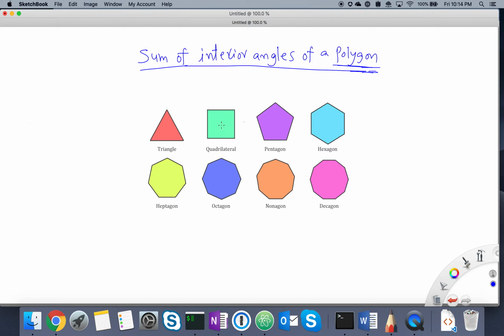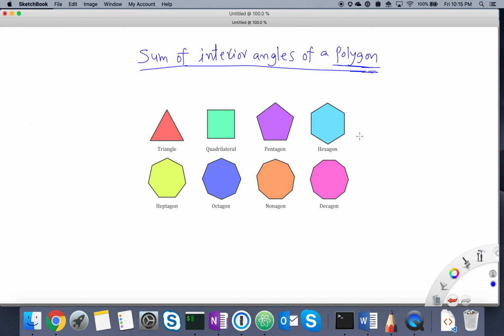So we know this is a three-sided polygon, also called a triangle. This is a four-sided polygon, we know it's a quadrilateral. Five-sided polygon, also called a pentagon. Penta means five. Hexagon, six-sided polygon. Heptagon, seven-sided polygon. Octagon. You get the point. And all the way until decagon, a 10-sided polygon.